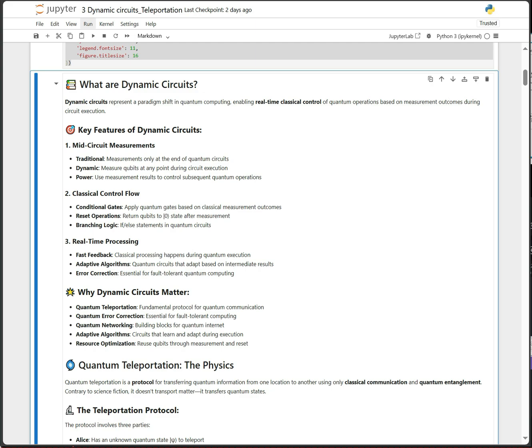And using that measurement, let's say 0 or 1 from a qubit that we can have with some probability, we're going to be able to create conditional gates, reset operations, and create branching logic, if-else statements, and this is what is going to expand the process of the quantum computer.